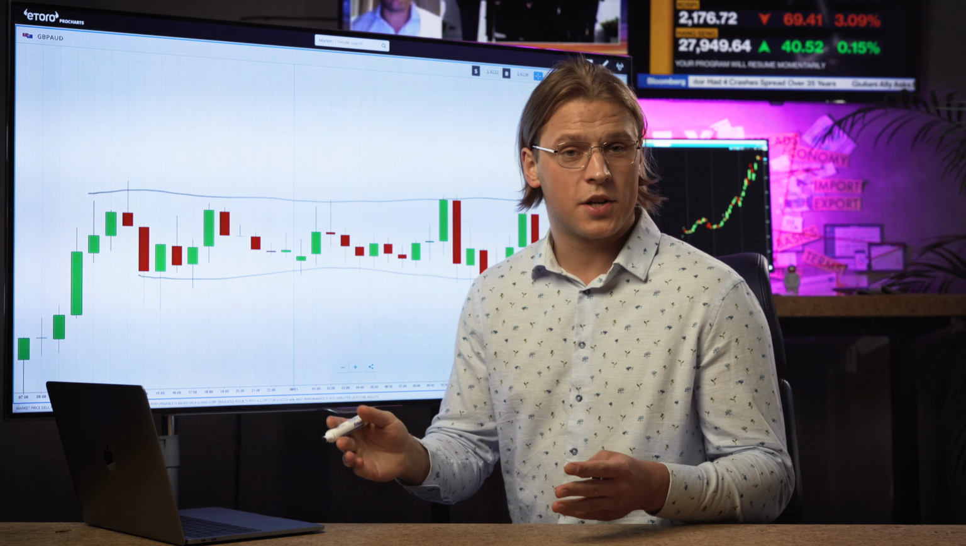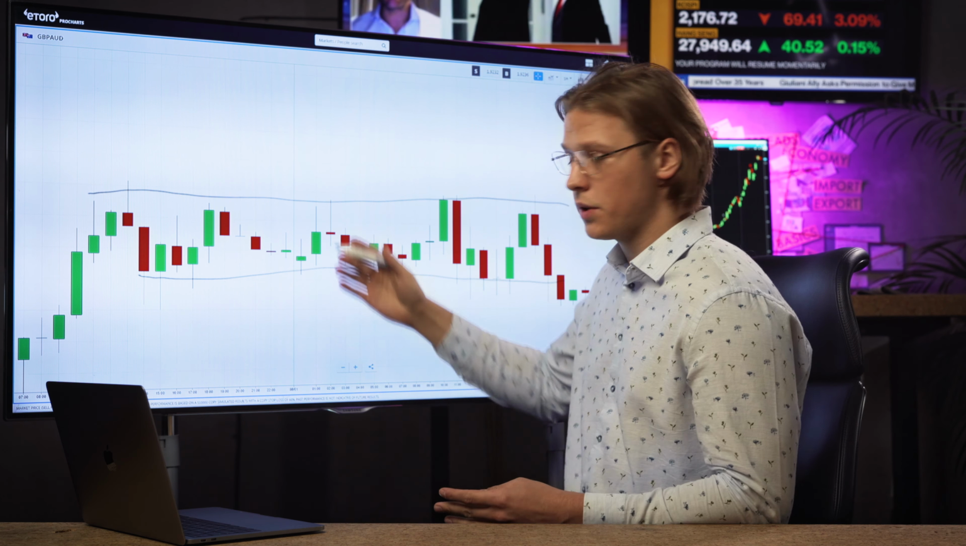We want multiple touches to this area just to be sure. Once we have found the level, we mark it with the horizontal line, and once the price approaches this horizontal line again in the future, there's a high chance that the price will retrace from that line, creating an opportunity to open a profitable trade.